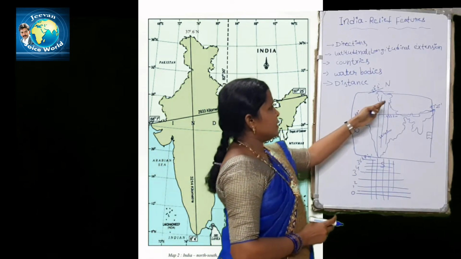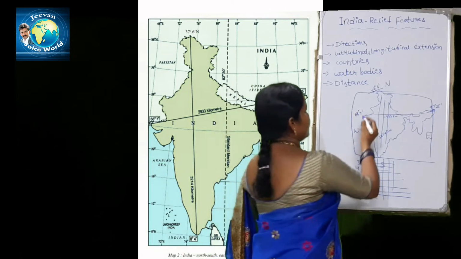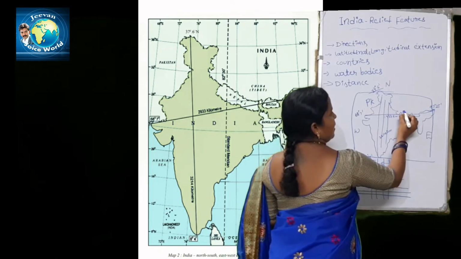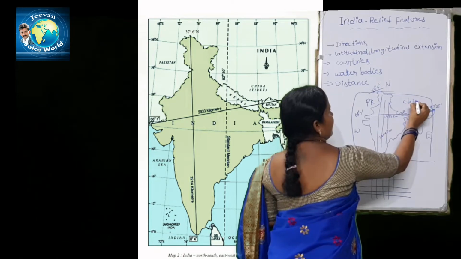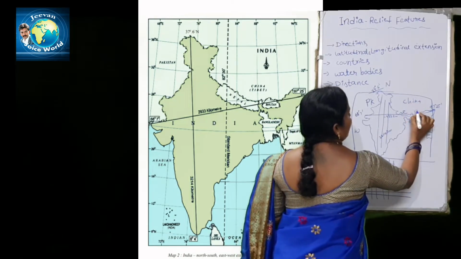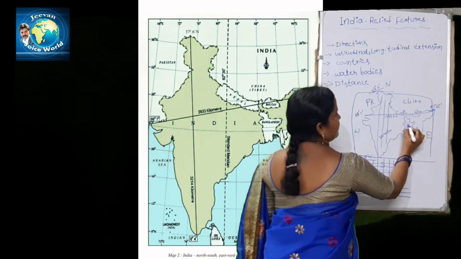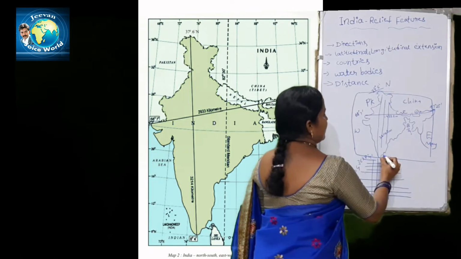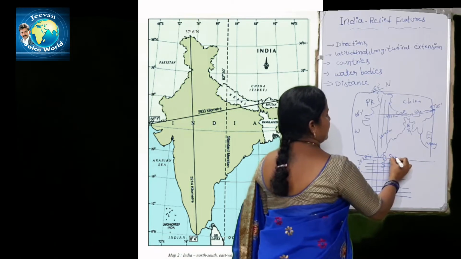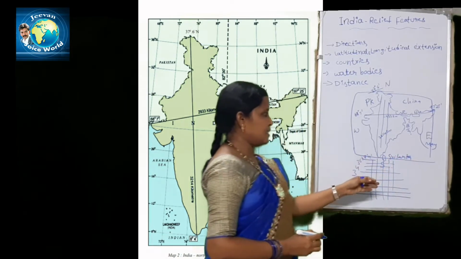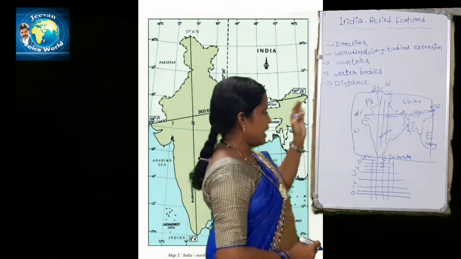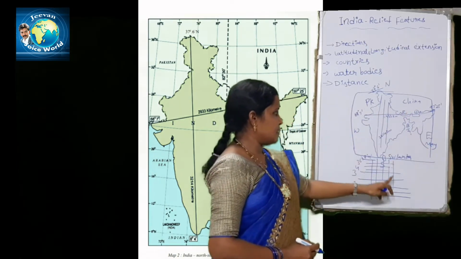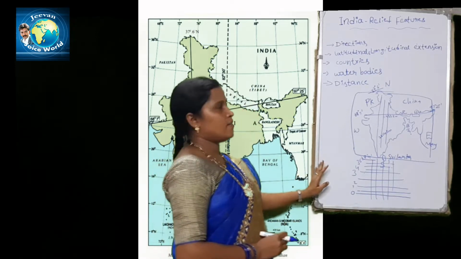Next, surrounding countries. India has many surrounding countries such as Pakistan, Nepal, China, Bhutan, Bangladesh, Myanmar and Sri Lanka. These are the surrounding countries of India. Let us see again: Pakistan, China, Nepal, Bhutan, Myanmar, Bangladesh and Sri Lanka. These are the neighbours of our country.